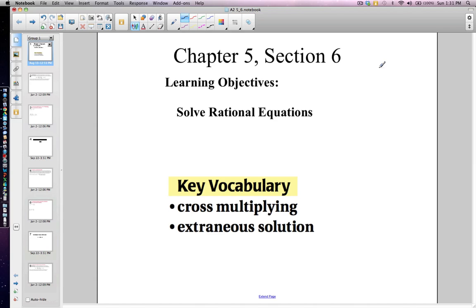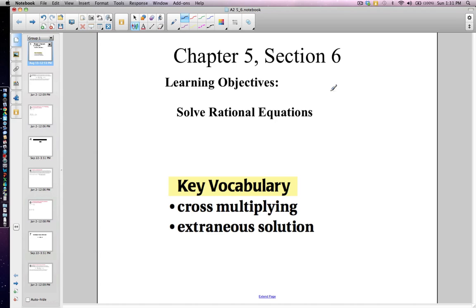In section 5.6, we want to learn how to solve rational equations. So again, to review, we've graphed rational functions, we've dealt with inverse and joint variation, we've added, subtracted, multiplied, and divided with rational expressions. Now we're going to work with solving equations.